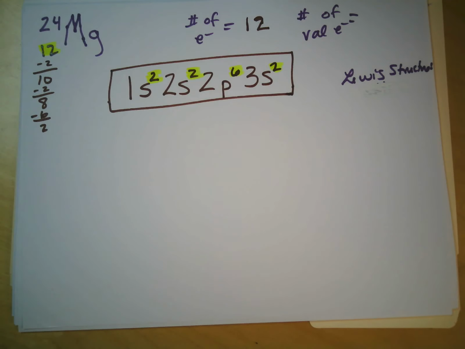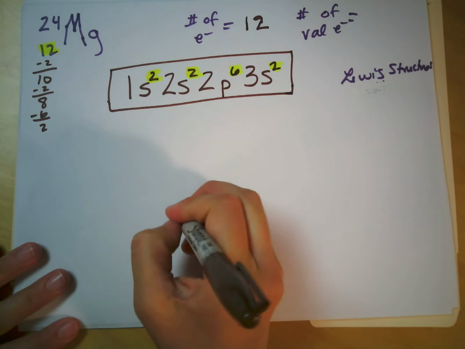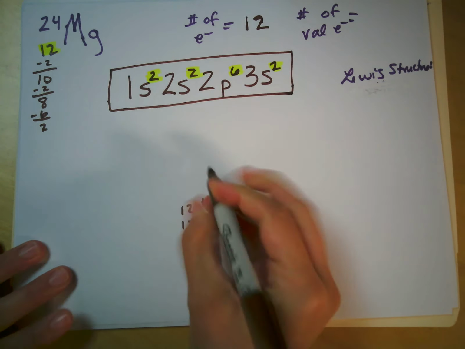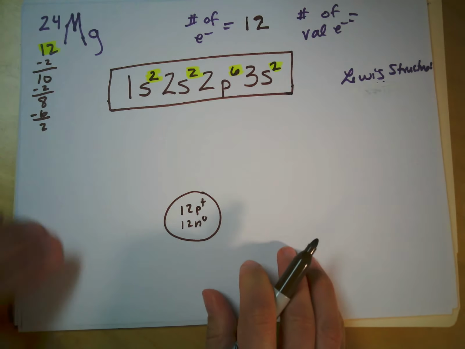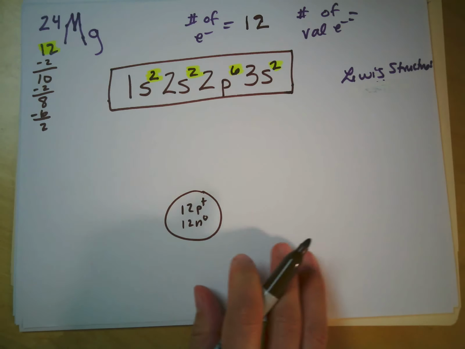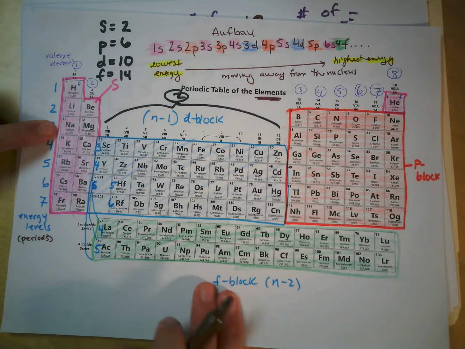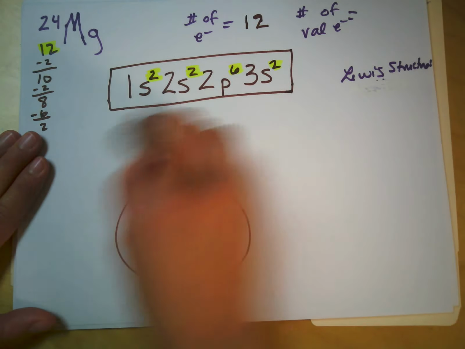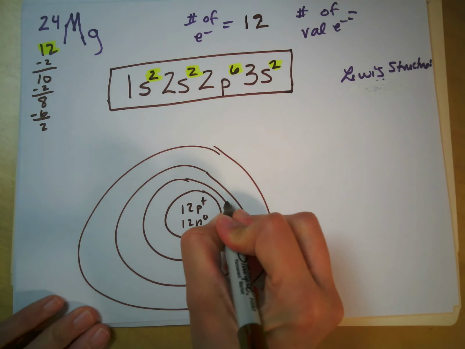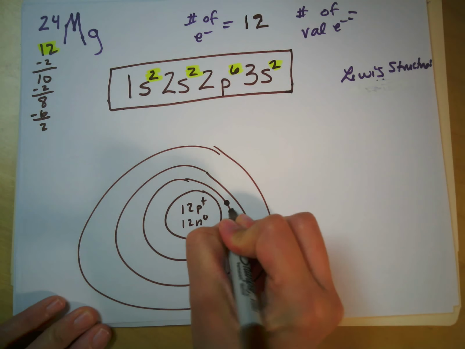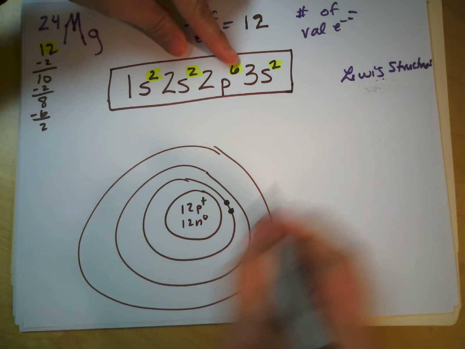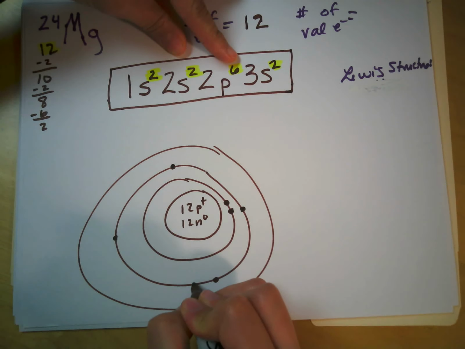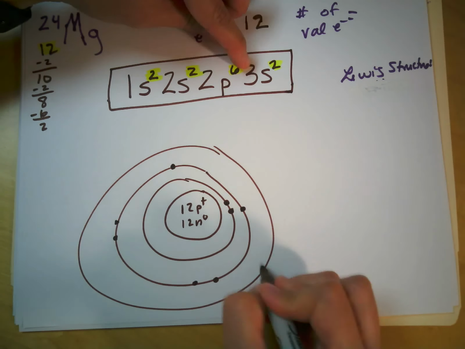So before we were drawing Bohr models where we showed we had 12 protons, 24 minus 12 gives me 12 neutrons. So there's my nucleus. We had up to the third energy row, and we knew that because it's on the third row. So we drew 3 rings: 1, 2, 3. And then I fill these in. 1, 2. Now we go to the second energy level. 3, 4, 5, 6, 7, 8. Third energy level.